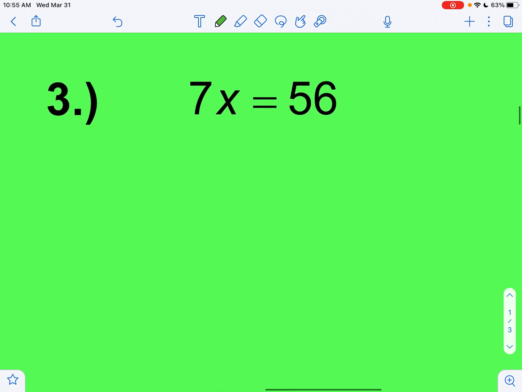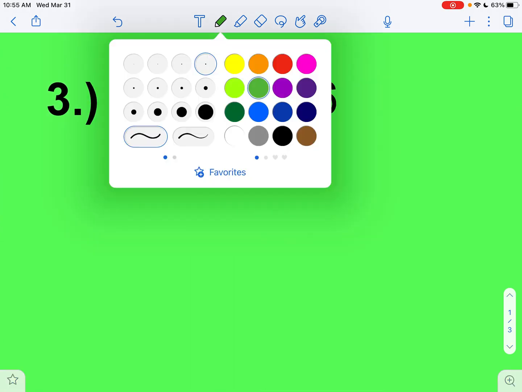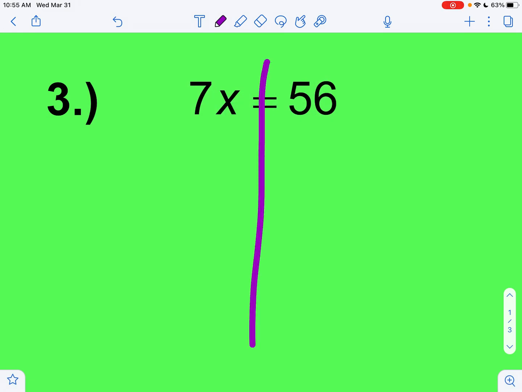This time we are taking 7 times x equals 56. Again, draw a line down your equal sign so you know which side it's on. So remember, when we have a number and a letter sitting right next to each other, that really means multiplying. So if it helps, draw on a dot so that you know we're multiplying. Okay, right now we want x by itself, but we have this 7 next to that x. So right now it's 7 times x.